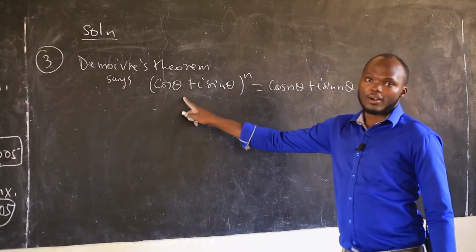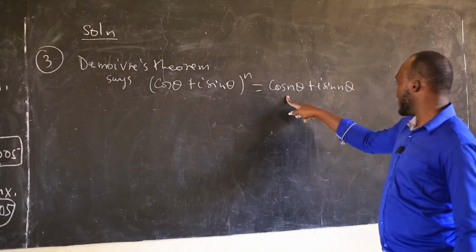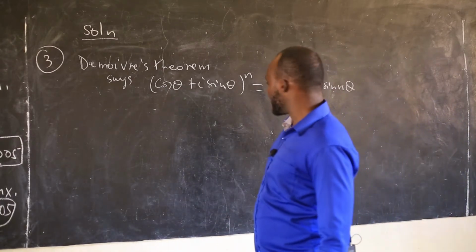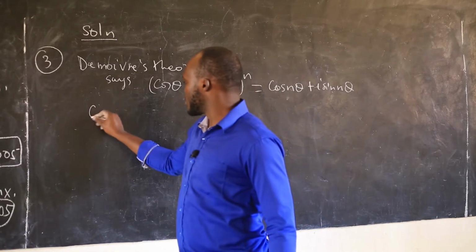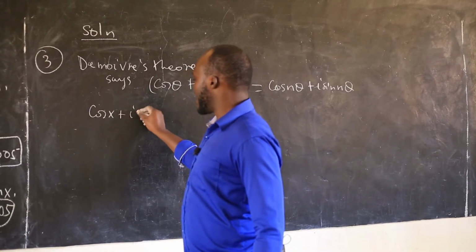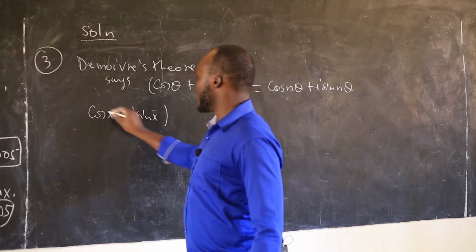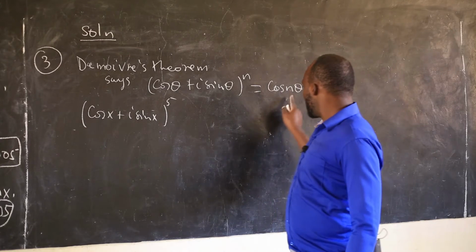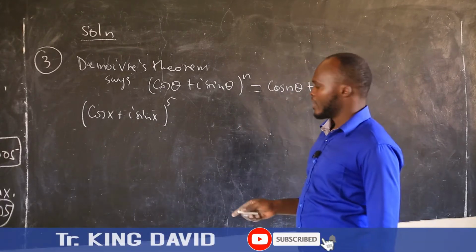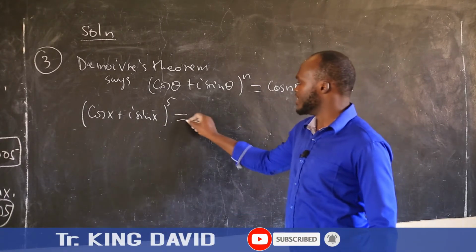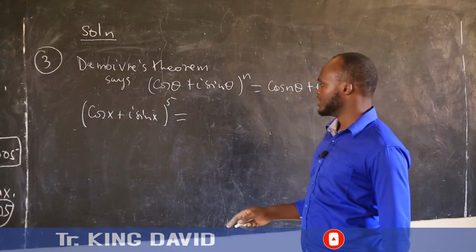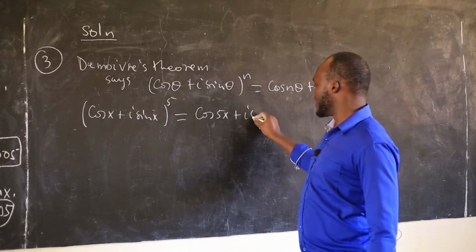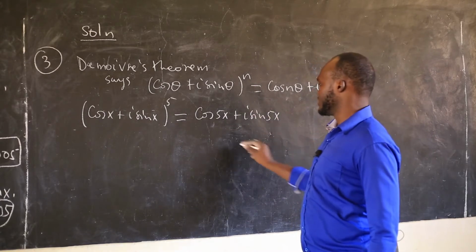When you have cos angle plus i sine angle, it becomes cos n angle plus i sine n angle. So now, if I need sin 5x, it means that I'll use (cos x plus i sin x) to the power 5, because I need cos 5x or sin 5x. By using the De Moivre theorem, this will be cos 5x plus i sin 5x.